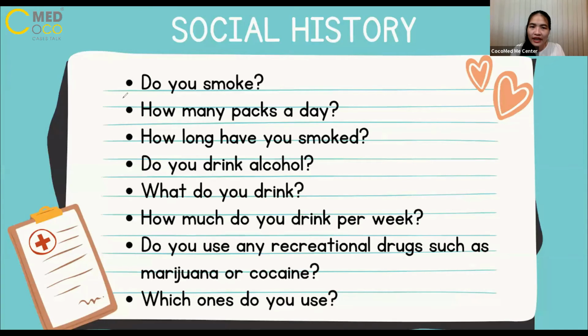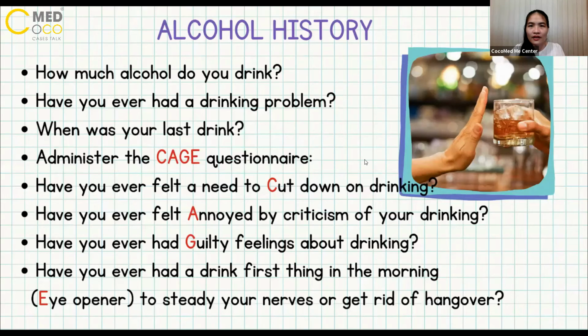Social history: smoking. If they smoke, ask how many packs per day and for how long. Do you drink alcohol, what, and you need to ask about the amount. Or recreational drugs, marijuana, cocaine, some illicit drugs, and ask them about this. Nowadays the youth use a lot, not only in developed countries, in our country too. With alcohol history, sometimes you need to ask more, like how much, and as I told you, we have the CAGE questionnaire. Like: do you feel you need to cut down, meaning your expectation.